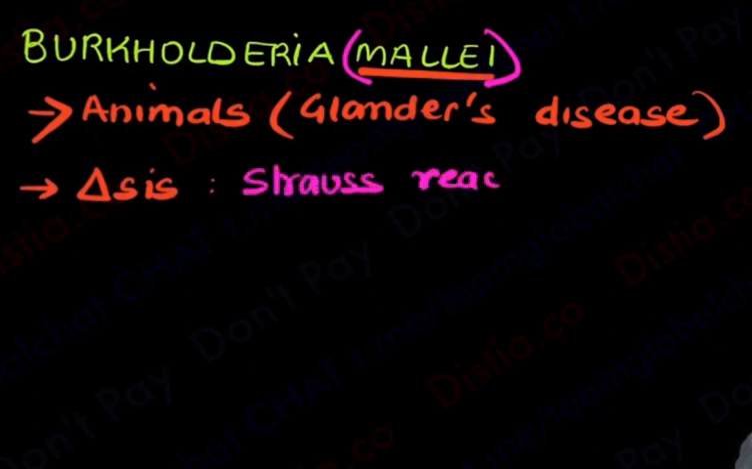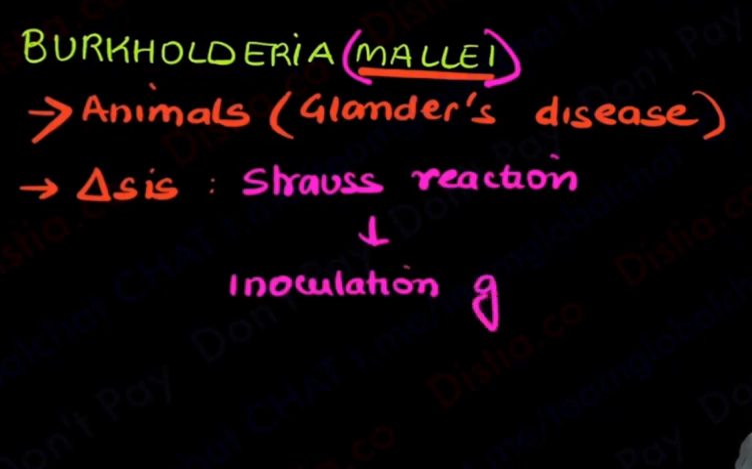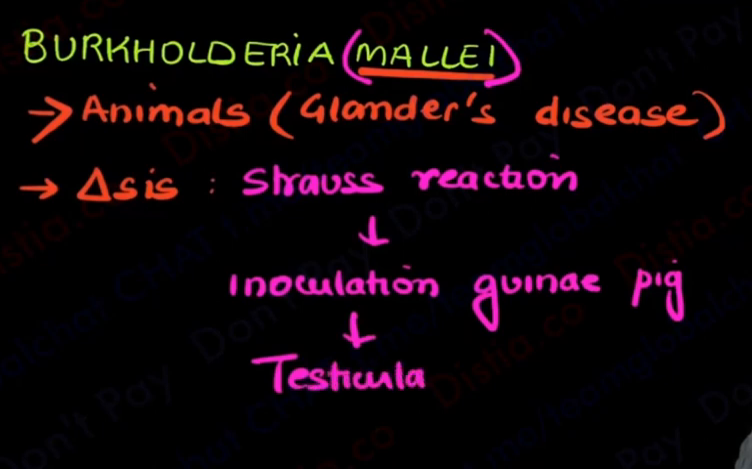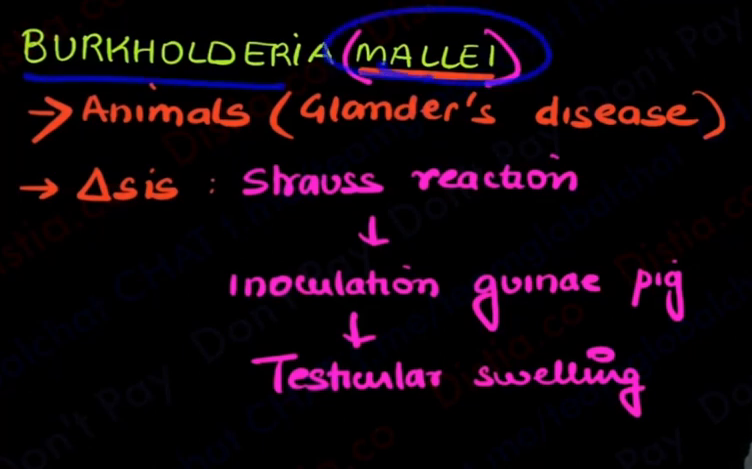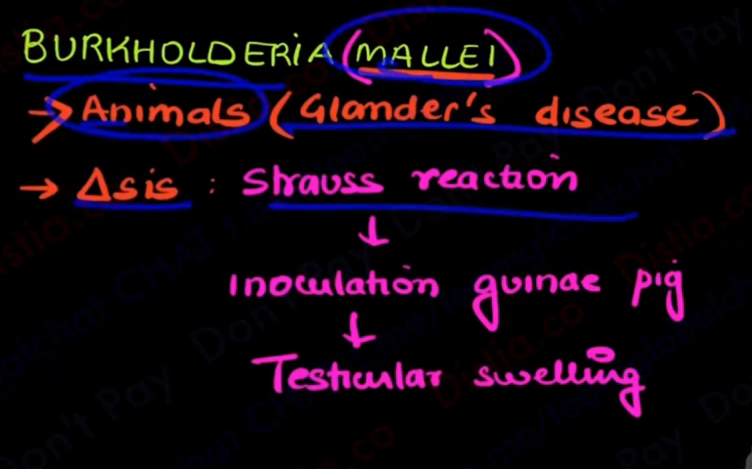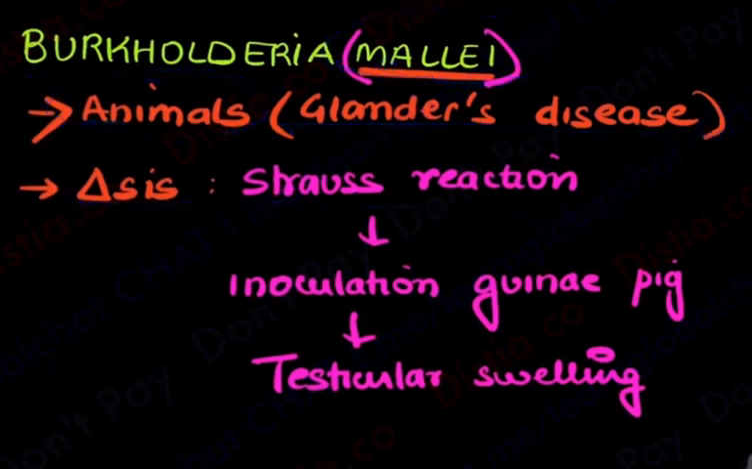What is the Strauss reaction? The Strauss reaction tells me that if you give an inoculation in a guinea pig, this is going to result in testicular swelling. So repeating once again, Burkholderia animalei causes disease in animals, causes glanders disease, and the diagnosis is also by an animal test, that is the Strauss reaction, in which the guinea pig shows you testicular swelling.